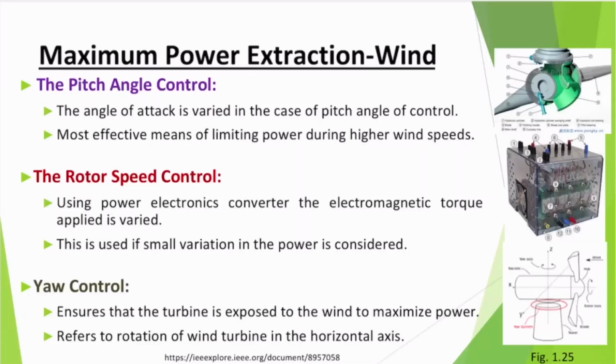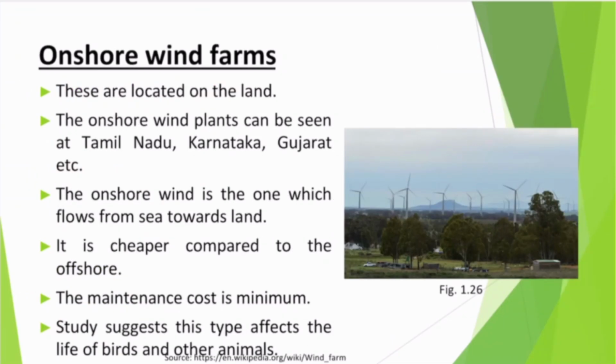Then one more control mechanism is known as rotor speed control. This is used if a small variation in power is considered. So if you consider a small variation in power, that can be managed through rotor speed control. And then you have yaw control. It ensures that the turbine is exposed to the wind for maximum power and refers to rotation of the wind turbine about the vertical axis.